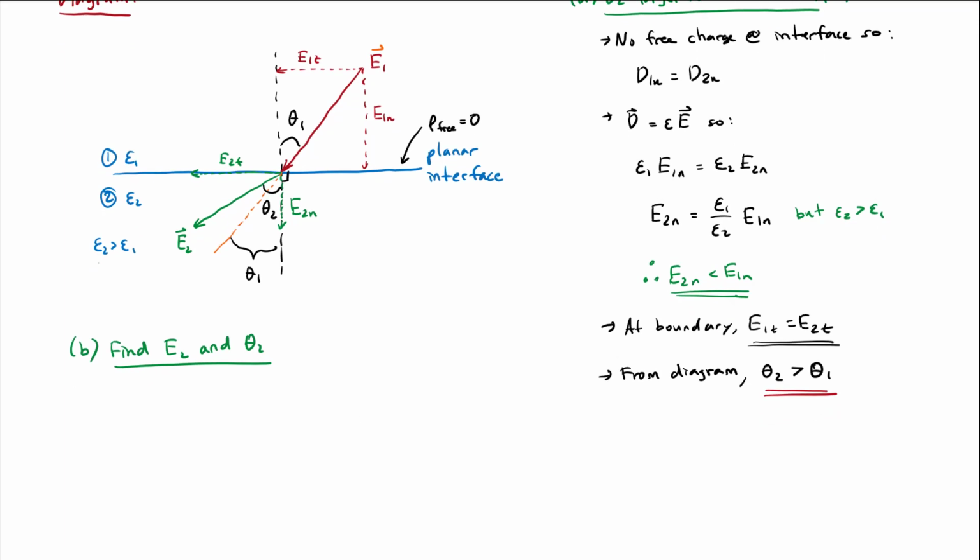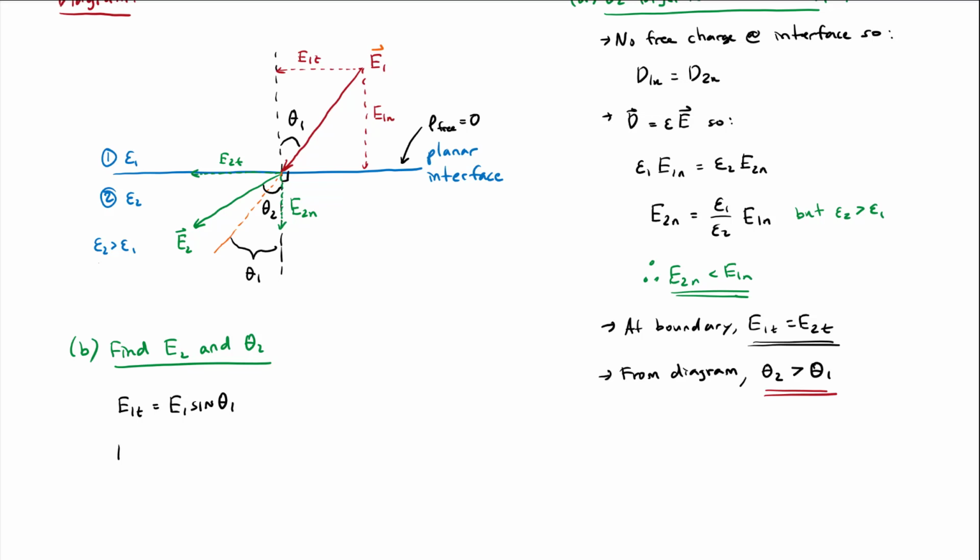And this is going to be fairly straightforward. We know that E1t is equal to some trigonometric function of theta 1. It's going to be E1. So sine of theta 1 is equal to opposite over hypotenuse. So sine of theta 1 is going to be equal to E1t over E1. So if I want to figure out E1t, it's going to be equal to E1 sine theta 1.